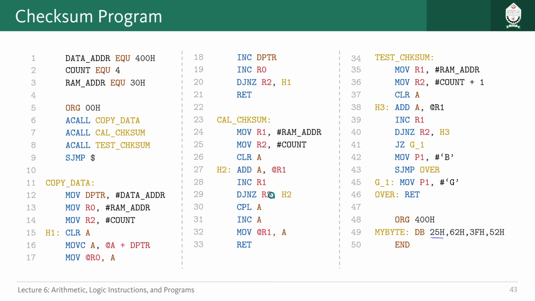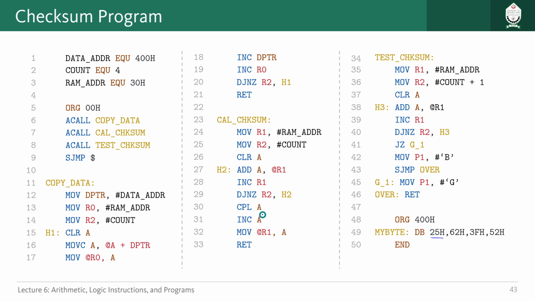After doing this thing, when we get out of this loop, register A will have the result of addition, right? Now what we have to do, we just have to take the 2's complement of that. That's why we take the CPL complement, then increment by 1. So after this line, after execution of line 31, register A has the checksum byte.